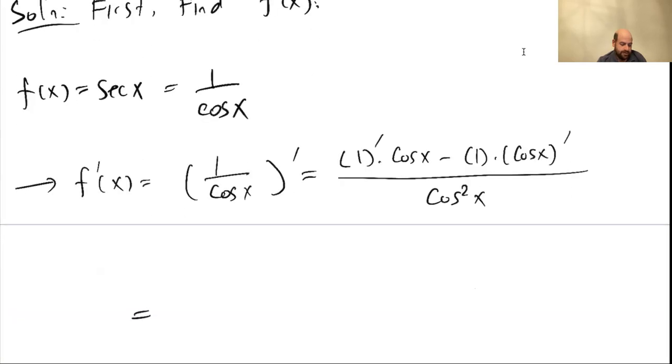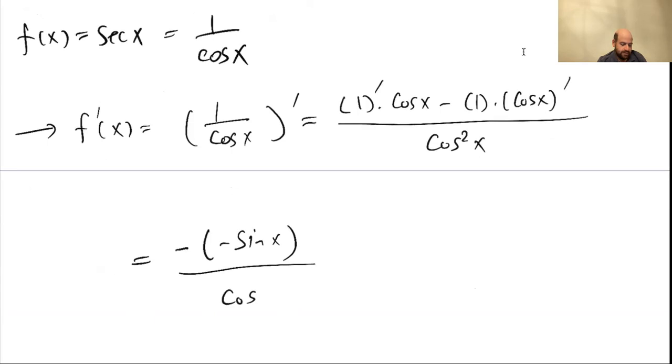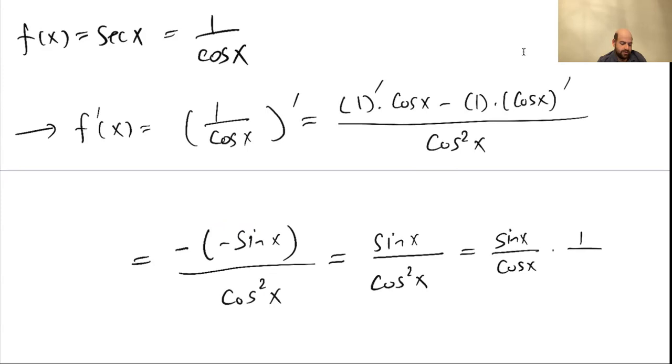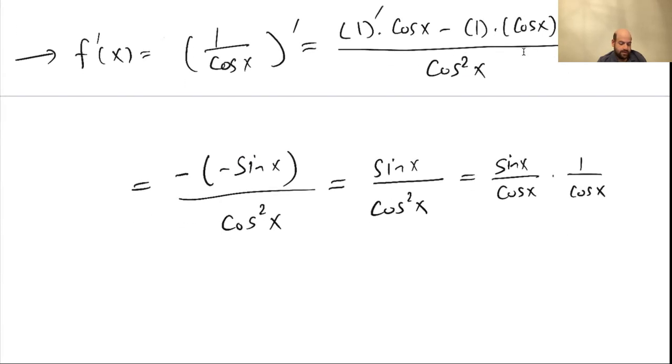And then the derivative of 1 is 0, and 0 times cos x is 0. So minus 1 times the derivative of cos x. The derivative of cos x is minus sine x, divided by cos squared x. So this is sine x divided by cos squared x, which can also be written as sine x over cos x, times 1 over cos x. And sine x over cos x is tan x, and 1 over cos x is secant x.